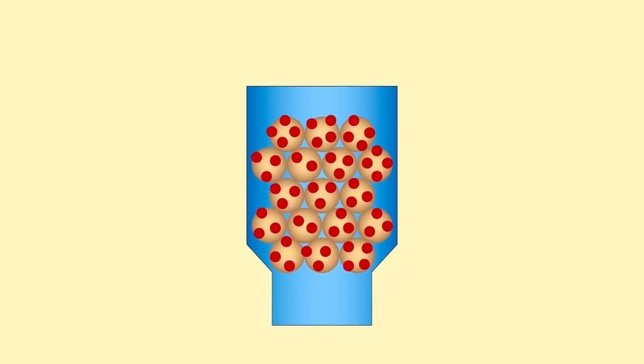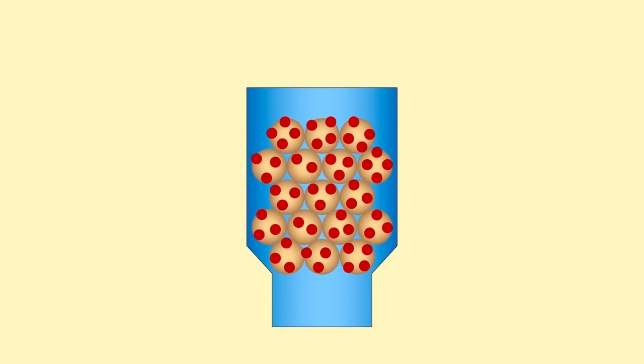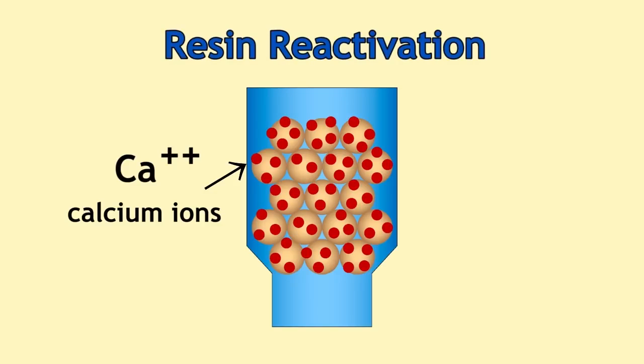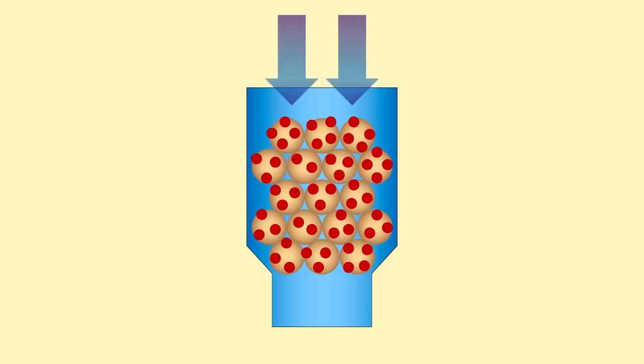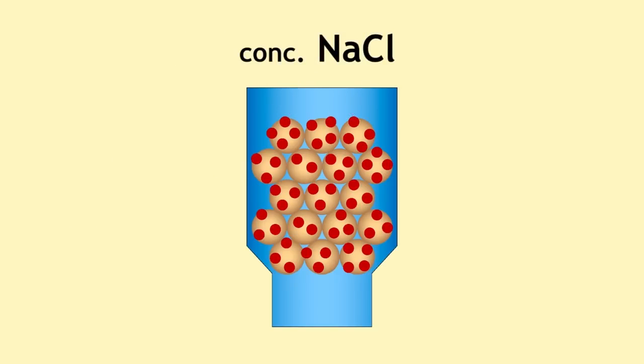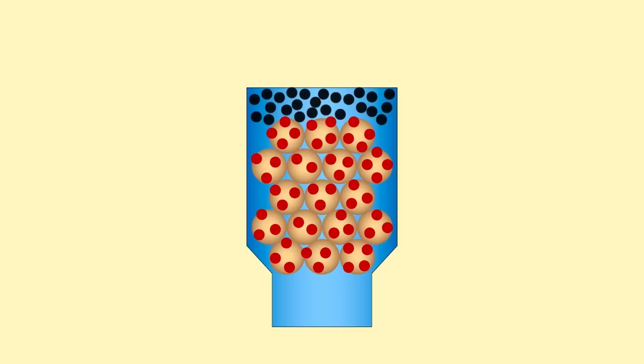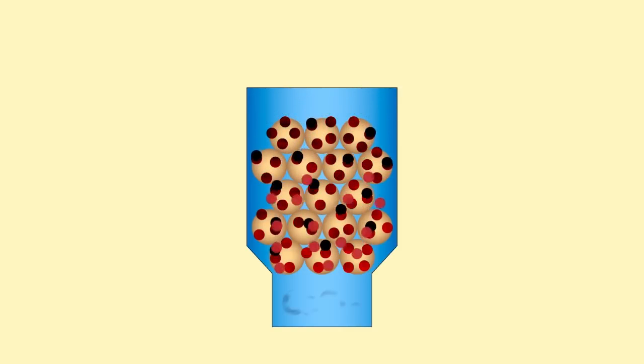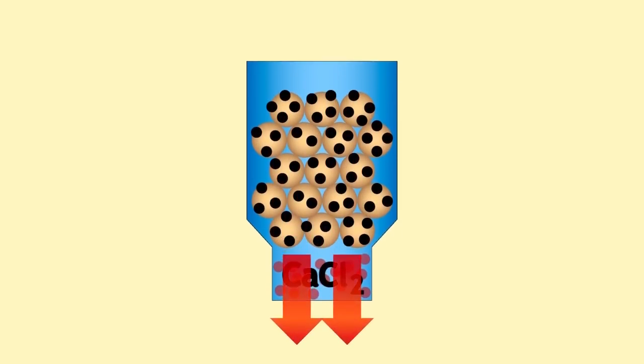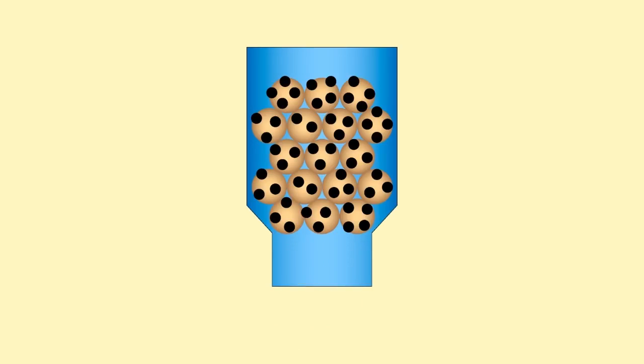Obviously, after a time, the resin gets full of calcium ions and you have to reactivate it. And to do this, you pour concentrated salt solution, that's sodium chloride solution, very high concentration, so that it's high enough to reverse the reaction, and the calcium chloride comes out in solution, and the column is again full of sodium ions and ready for use.